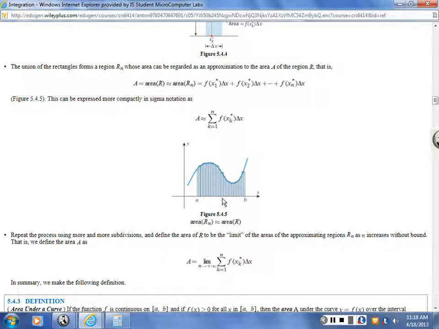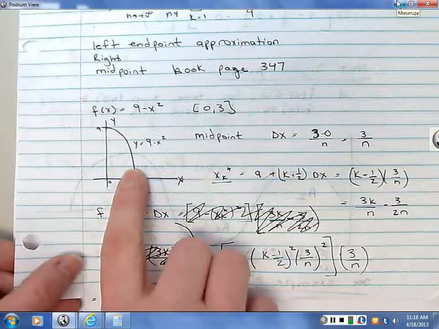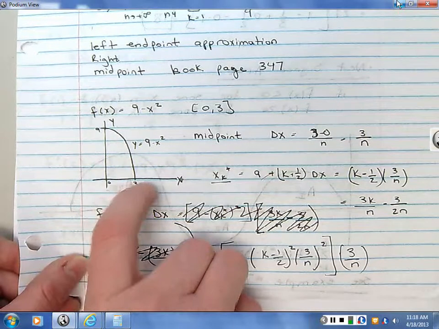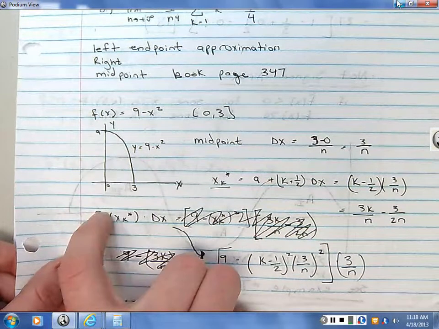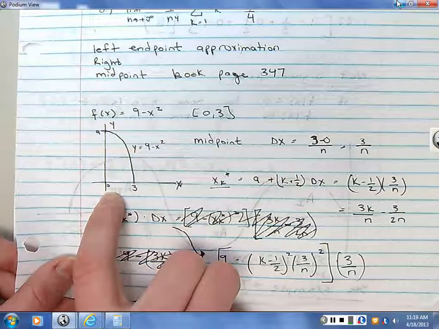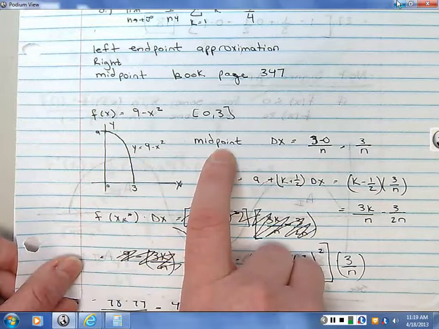In the past, we've gone through and taught this section, and we do an example that starts like this. We want to find the area of this ellipse type thing, or what do we get? Actually, this is a circle that's shifted a little bit. And we're using a midpoint approximation.